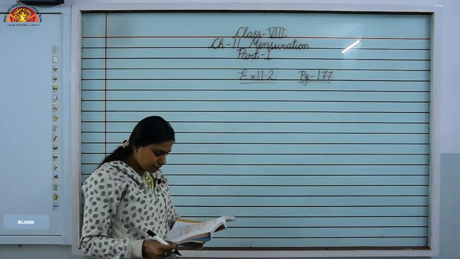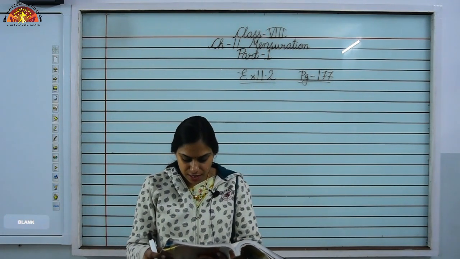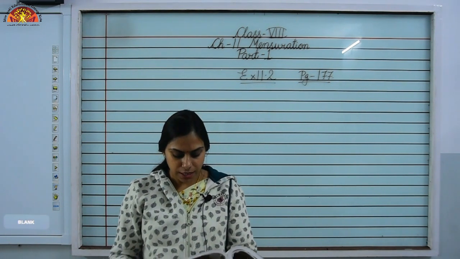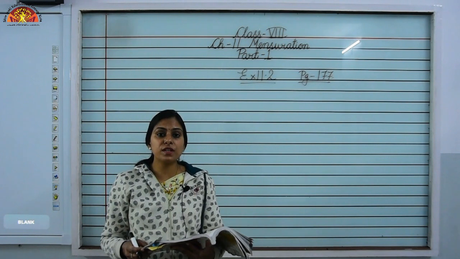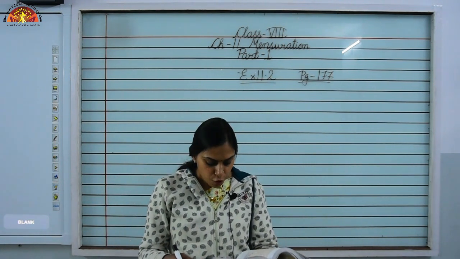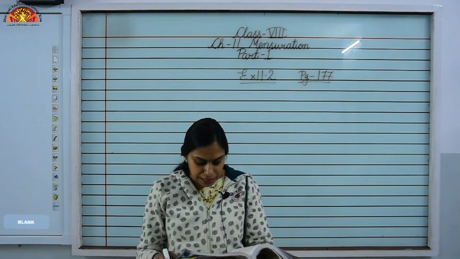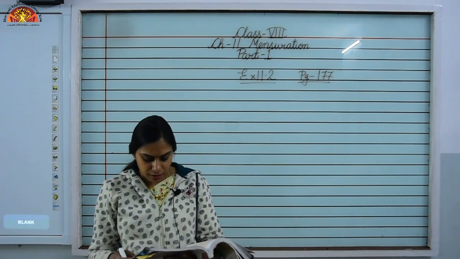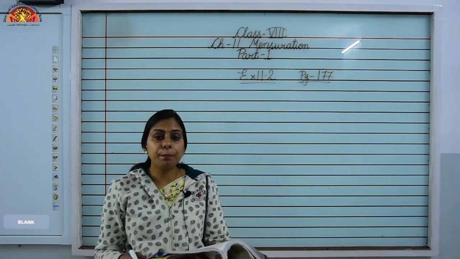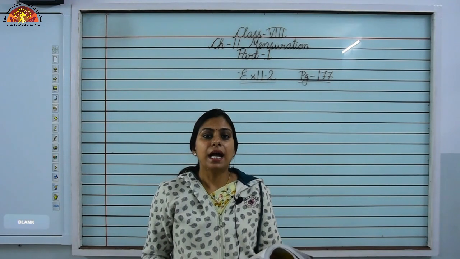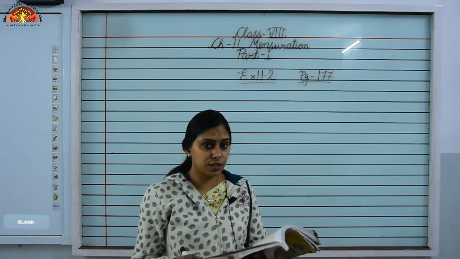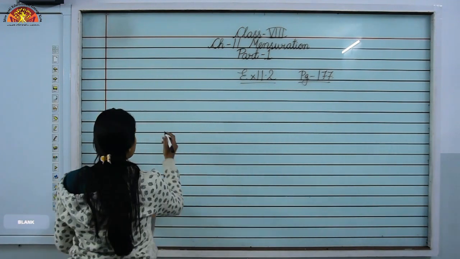Now just go through the first question. Question number 1. The shape of the top surface of a table is a trapezium. Find its area if its parallel sides are 1 meter and 1.2 meter and the perpendicular distance between them is 0.8 meter. So everything is given children, that is, the length of the parallel sides is given to you and the distance between the parallel sides is also given to you. So now we can find out the area of a trapezium.